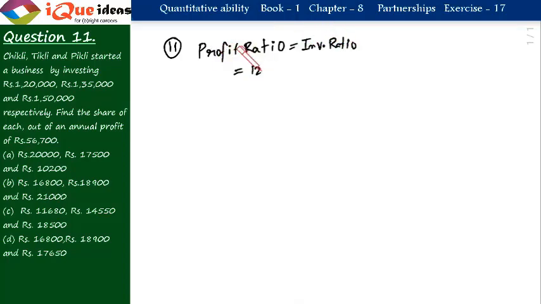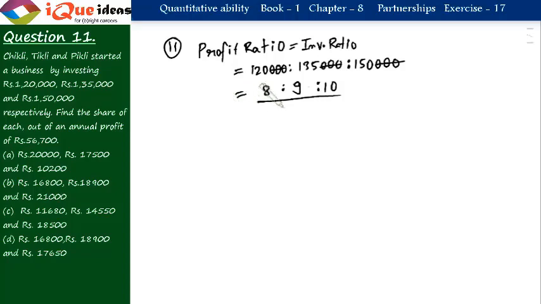Now investments are 1,20,000 is to 1,35,000 is to 1,50,000. Alright, so 3 zeros are cancelled and the remaining would be cancelled by 15. 15 eights are 150, 15 nines are 135 and 15 tens are 150. So it is 8 is to 9 is to 10. This is the profit ratio.